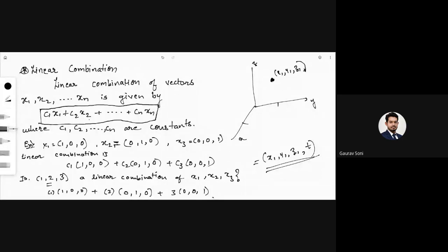So this is the meaning of linear combination. And depending on the meaning of linear combination, we define linear dependence and linear independence. So next definition, linearly dependent vectors. Just a minute.